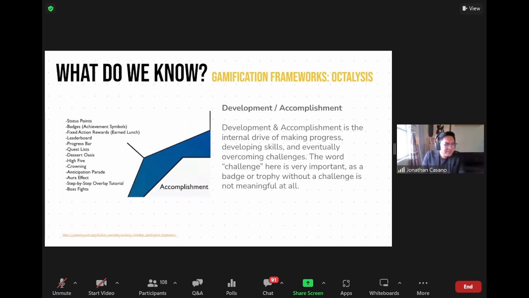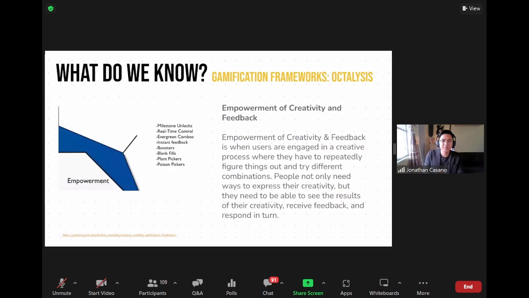Development or accomplishment, we want to see progress. We're humans. We want to see that who I am today is greater than who I was yesterday. The word challenge here is very important. I want to highlight this because sometimes the badge or trophy without a meaningful challenge is not alluring at all. So whenever you're giving these badges, and we'll have examples later on, you must remember na the challenge should be tantamount to the reward.